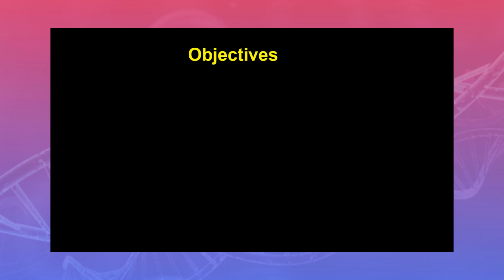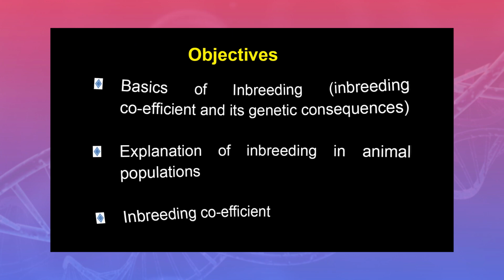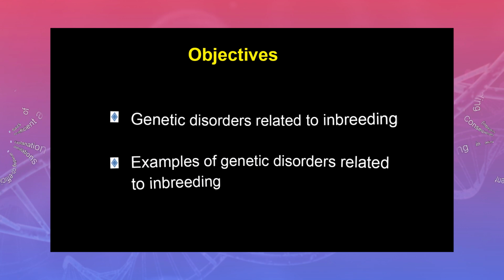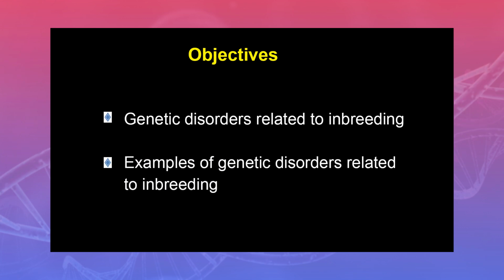Today we are going to discuss the topic inbreeding, inbreeding coefficient and its genetic consequences. The main objectives of today's lecture are to know the basics of inbreeding, that is inbreeding coefficient and its genetic consequences, to know the explanation of inbreeding in animal populations, to understand the inbreeding coefficient, to understand the genetic disorders related to inbreeding, to know some examples of genetic disorders related to inbreeding.